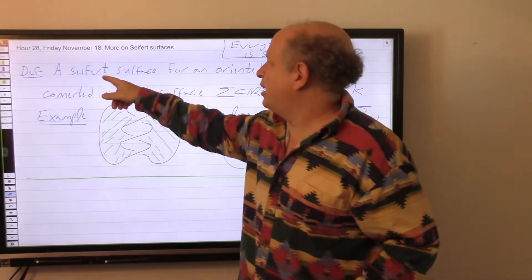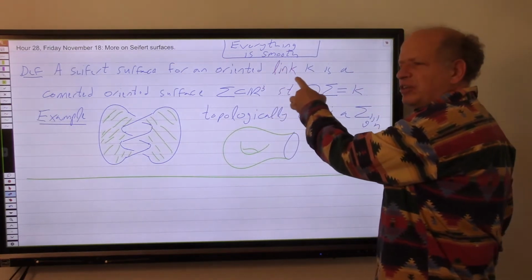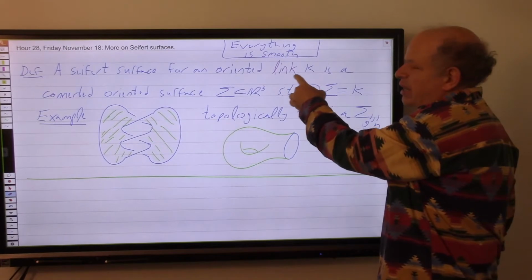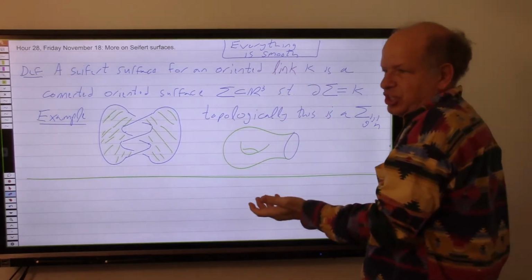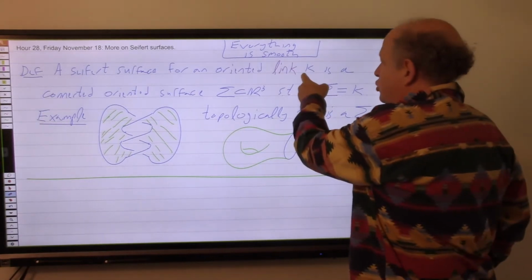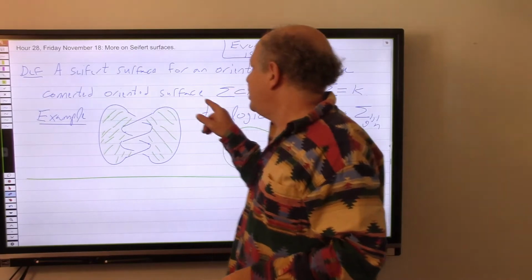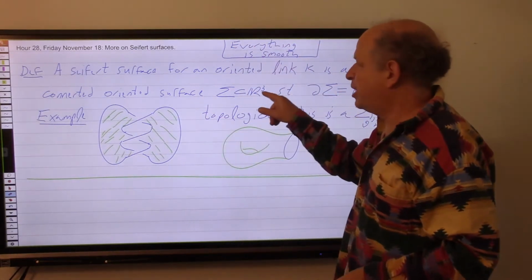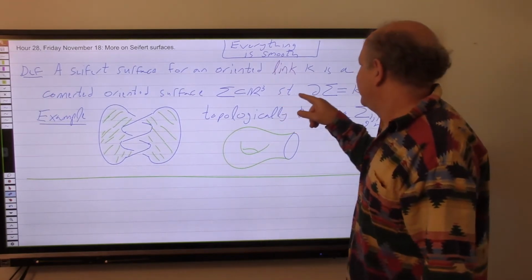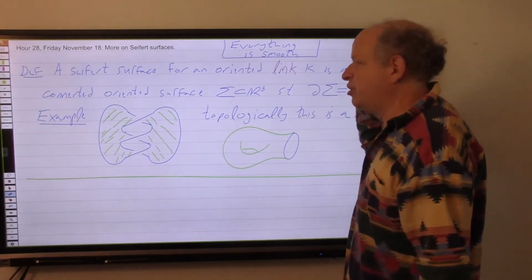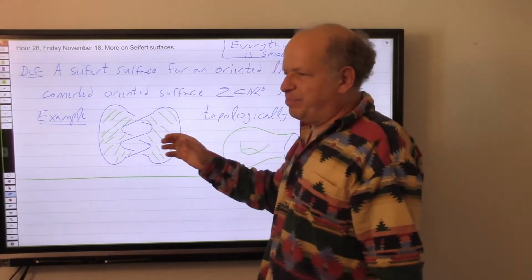Anyway, so let me remind you, a Seifert surface for an oriented, so last time I said knot, but equally well it could have been link. I mean, if it has several components, the definition makes sense just as well. So for an oriented link K, it is a connected oriented surface sigma in R3, so embedded in R3, such that the boundary of sigma is the knot.